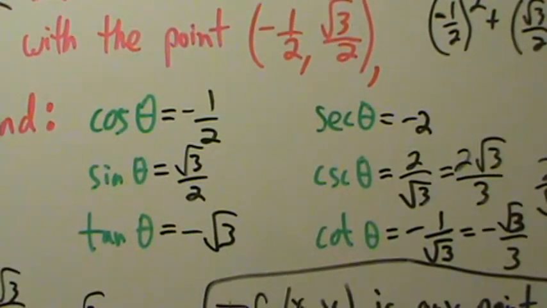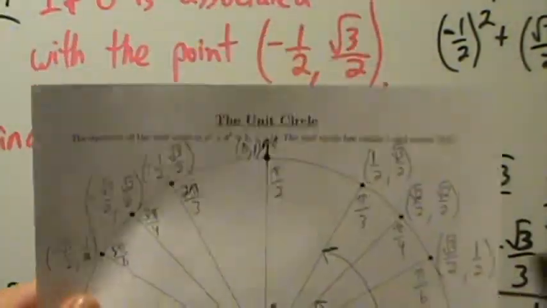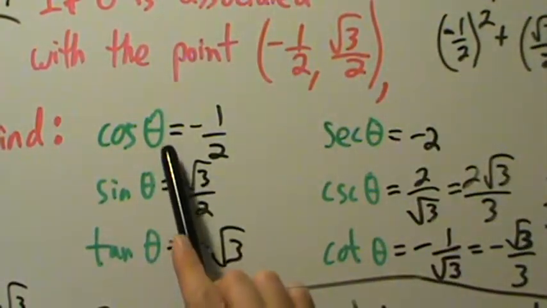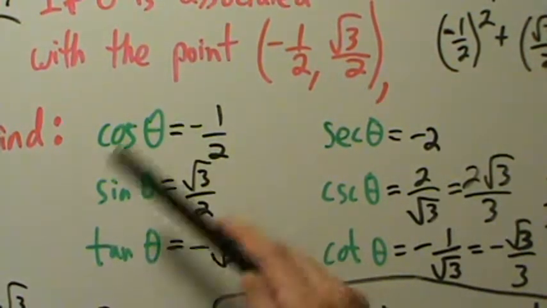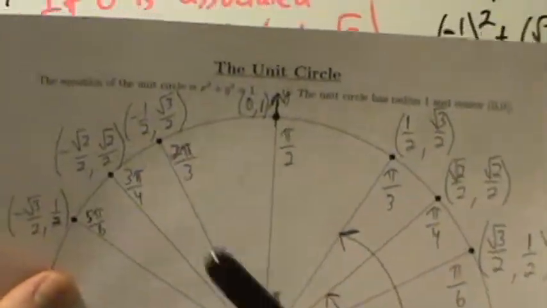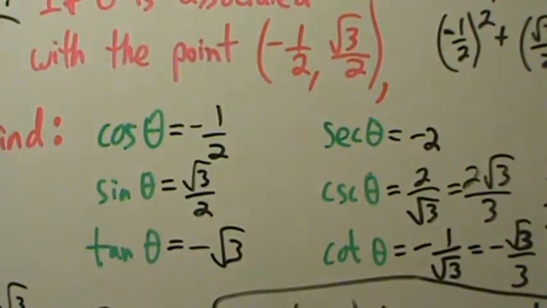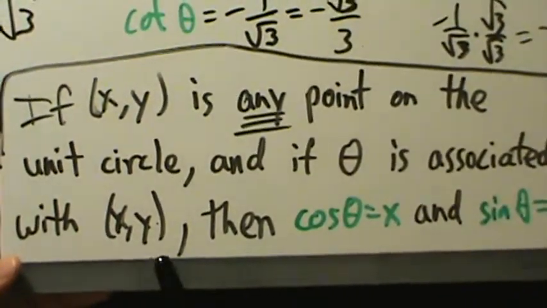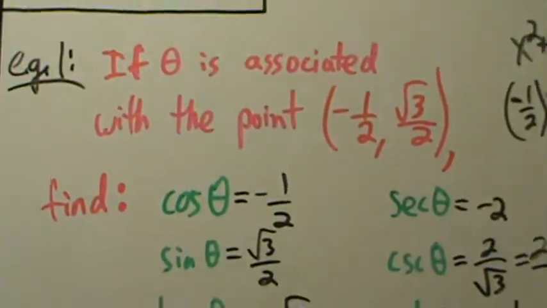So actually, what do we see here? Remember, we talked about theta, this negative 1/2 comma root 3 over 2. That is the special point right here that corresponds to theta equals 2 pi over 3. So actually, what we just found out was cosine of 2 pi over 3 is negative 1/2. Sine of 2 pi over 3 is root 3 over 2, and so on and so forth. So we just evaluated some trig functions at an angle theta that's larger than 90 degrees, that's larger than an acute angle, so that's good. Again, just keep this in mind: if x comma y is any point on the unit circle and if theta is associated with that point, then cosine of theta is x and sine of theta is y. So let's do example two real quick.